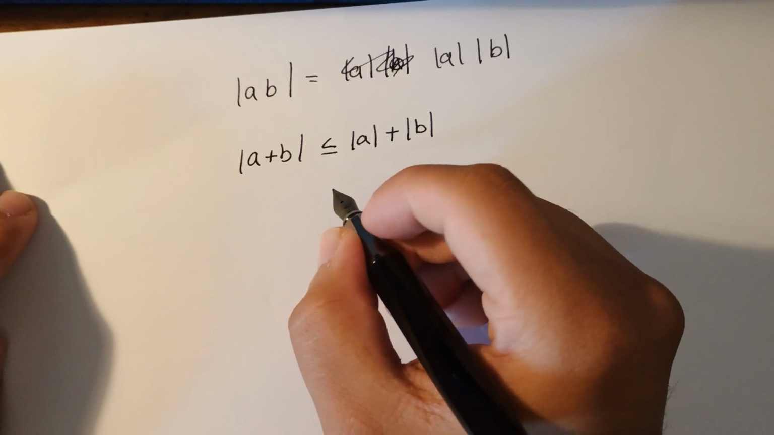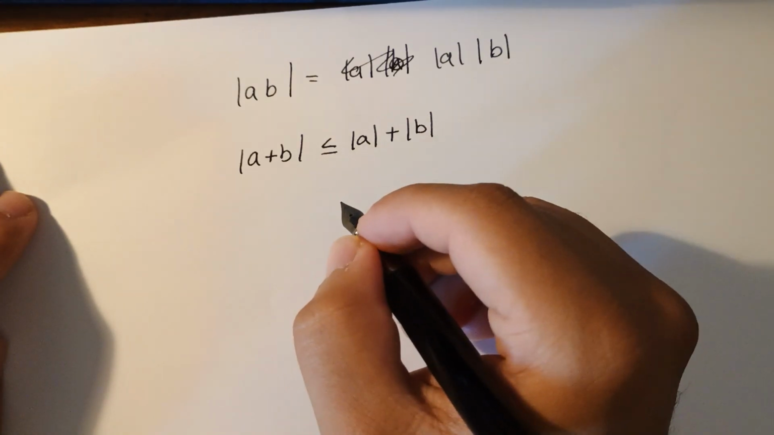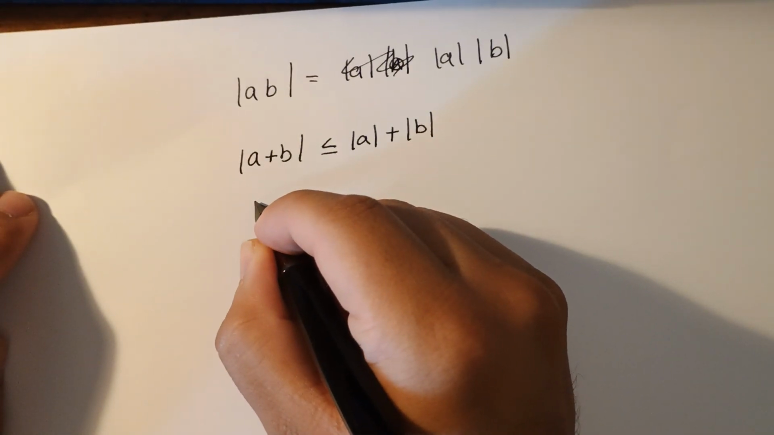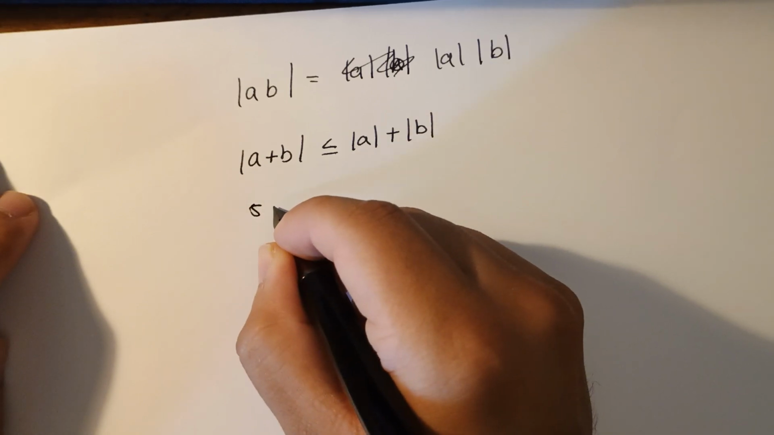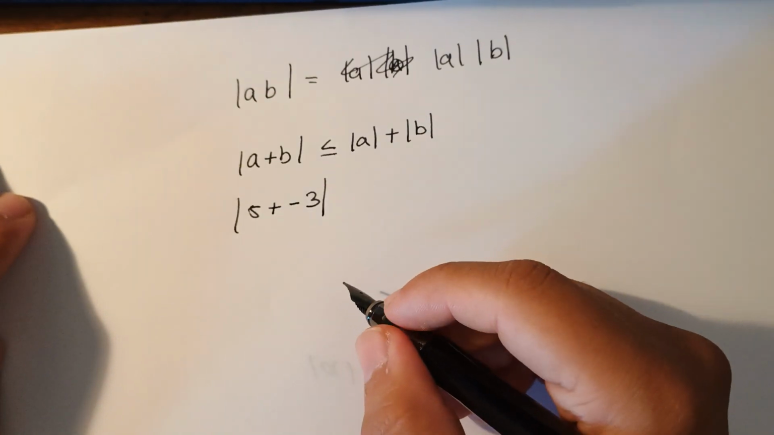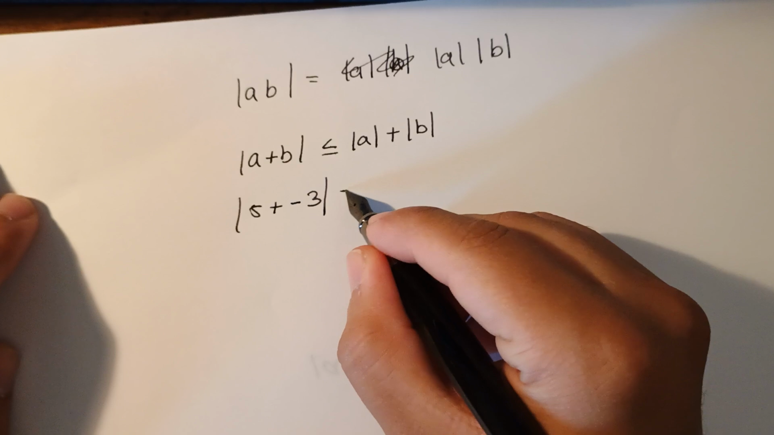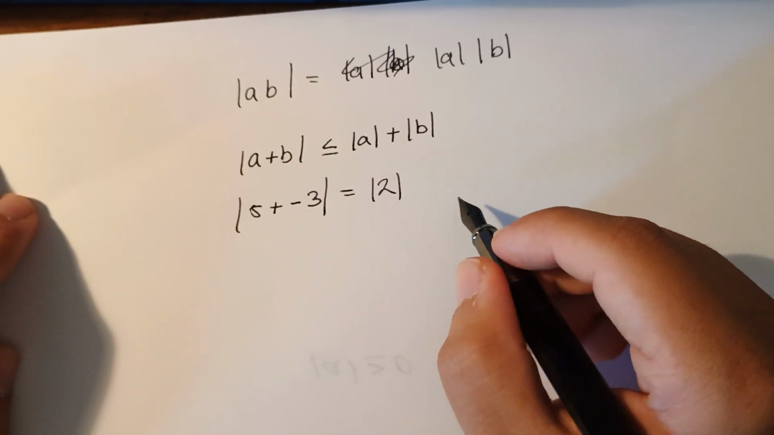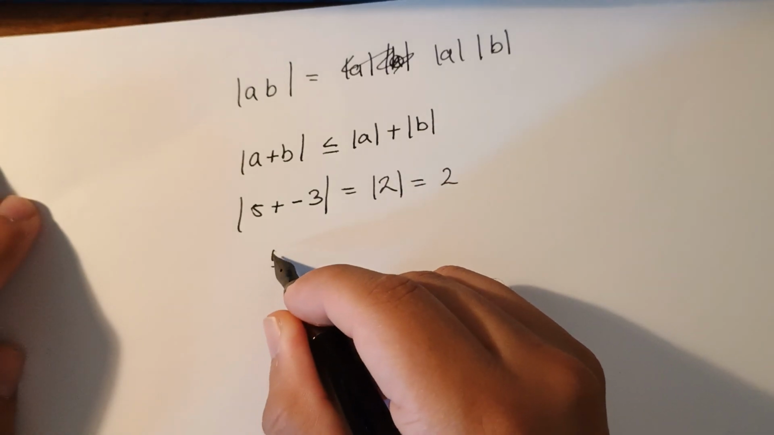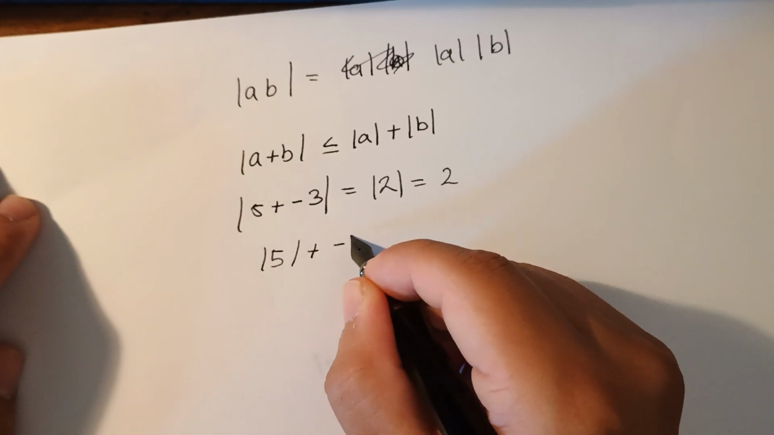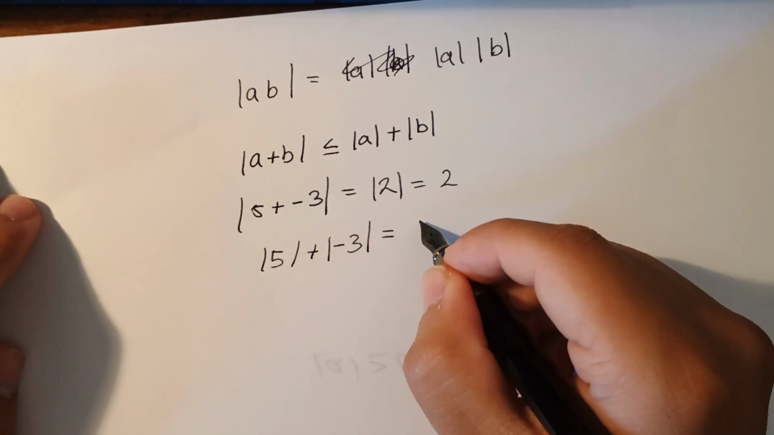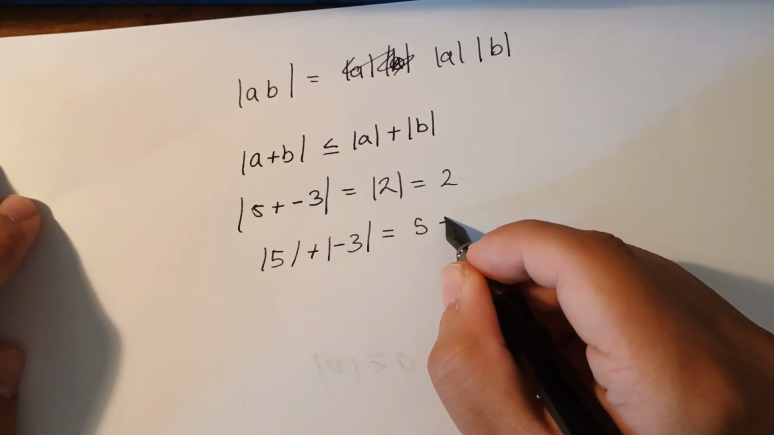And I can showcase this real quick. Let's say you have 5 plus -3. Right, this is just subtraction basically. Your answer is going to be 2, right? Which is just 2. And if I take them separately, the absolute value of 5 is just 5. The absolute value of -3 will become positive 3, right?